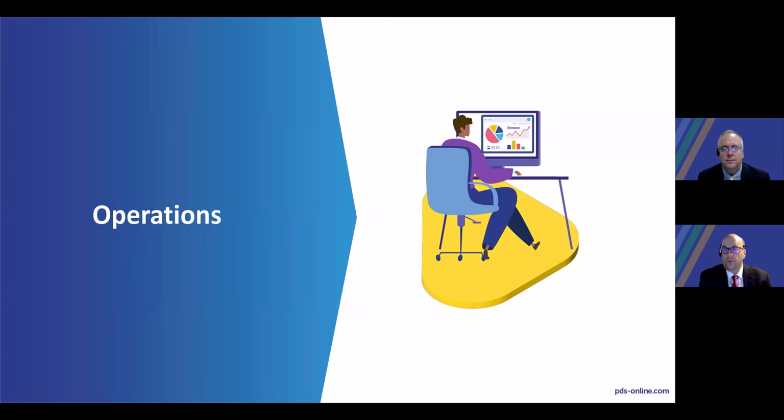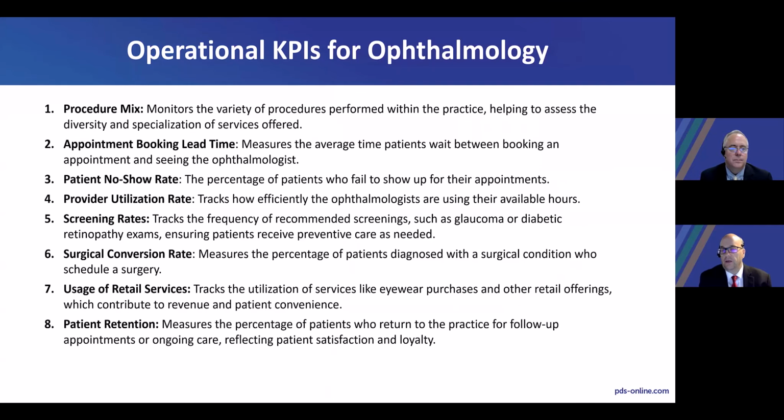So the next cornerstone we want to talk about is operations, and what can we do from a data standpoint to understand how we're operating and what can we do to make ourselves a little bit more efficient in the way that we run things. And so some of the key KPIs that we want to look at here are things like, especially in ophthalmology, we want to understand our procedure mix. We want to understand what's an office visit versus imaging versus surgeries, things like that. We want to make sure that we're assessing the diversity and specialization of the services that we're providing.